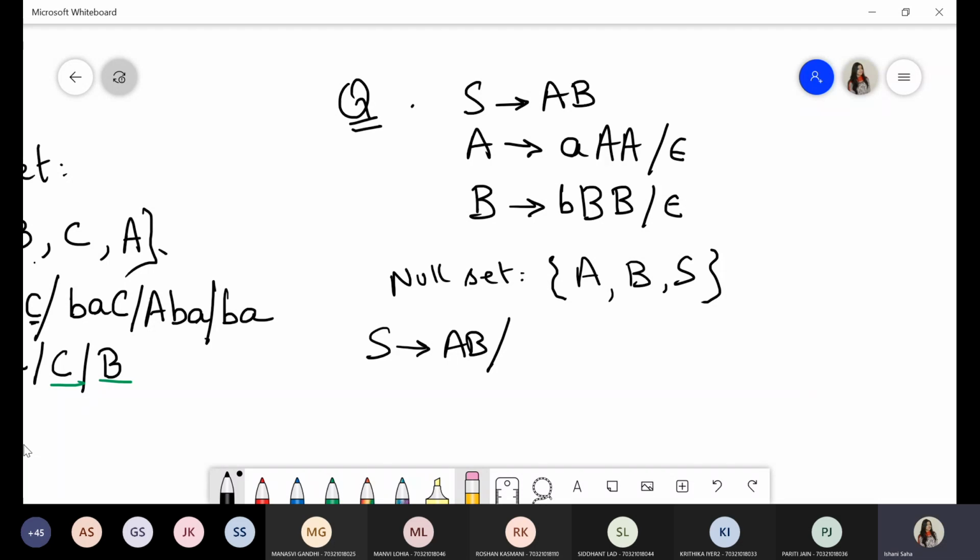So once I'm going to write it as it is, then I'm going to consider B as epsilon, then I'm going to consider A as epsilon, and then I'm going to consider both as epsilon and put it here. This we didn't do in the last question because the start symbol was not there in the null set. This time the start symbol is there in the null set, that's why I'm going to write it explicitly.